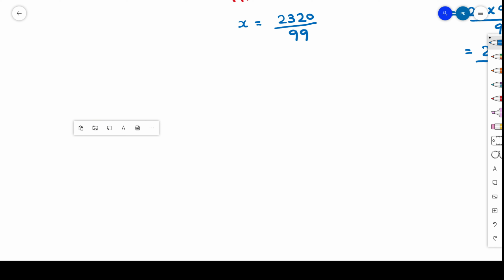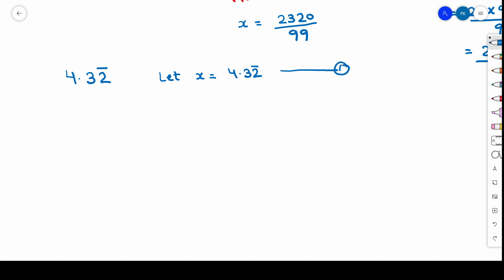Now let us take one more example. In this example, the bar will be only at one digit after the decimal point. So our question is 4.32 and the bar is only at 2. How will you do this kind of question? So in this kind of question, you will have to first write, let x is equal to 4.32 and the bar is at 2 only. We call this equation the first equation.